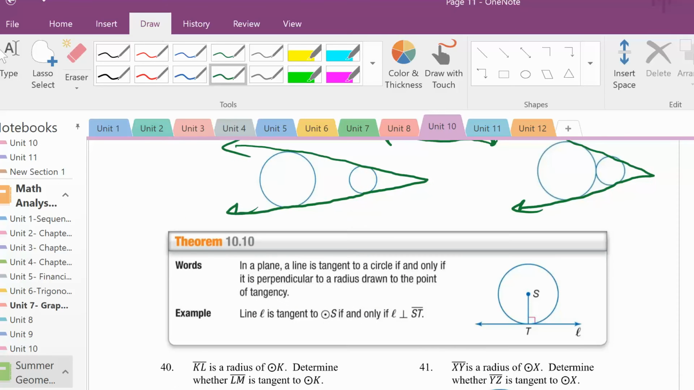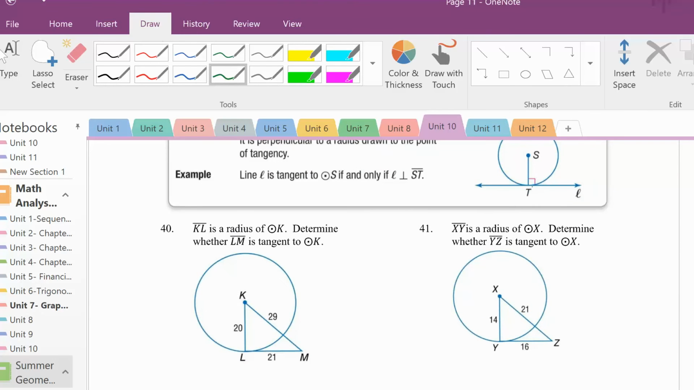Now, a theorem about tangents in a plane: a line is tangent to a circle if and only if it is perpendicular to a radius drawn to the point. So wherever that line intersects the circle, it is perpendicular to the radius. So for example, here in number 40, it says KL is a radius of circle K. Determine whether LM is tangent to circle K or not.